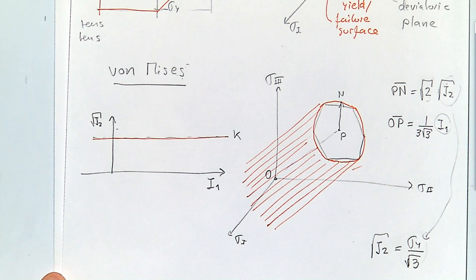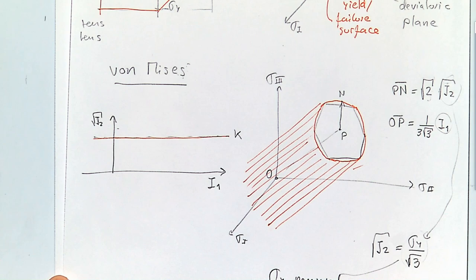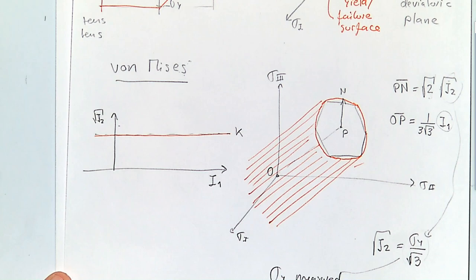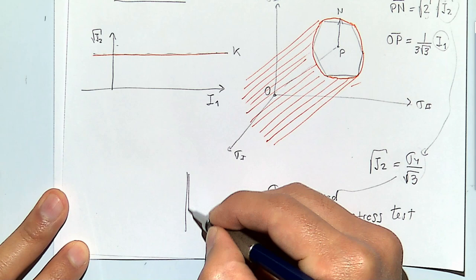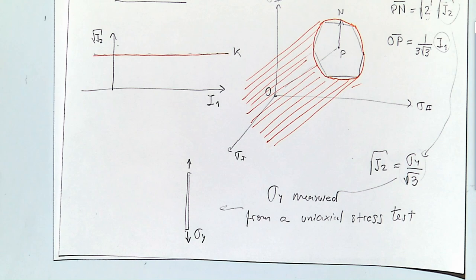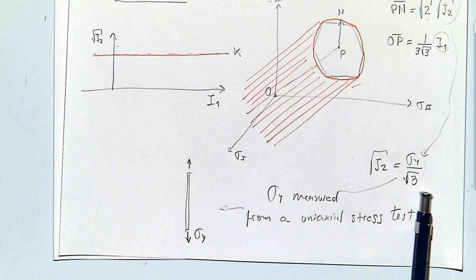If you were to measure from a uniaxial stress, not a uniaxial strain, a uniaxial stress test. So this is the same test that we did before, where we pull until it breaks with no stress on the other sides, and that value is sigma y. So according to this von Mises criterion, the square root of J2 cannot be higher than this.